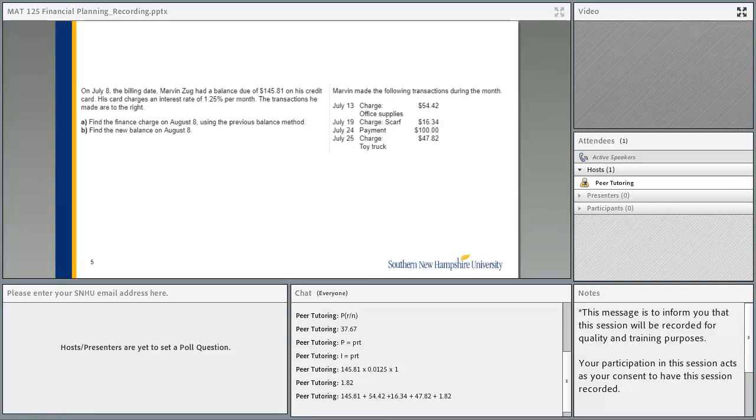145.81 plus 54.42 plus 16.34 plus 47.82 plus 1.82. So I get $266.21.